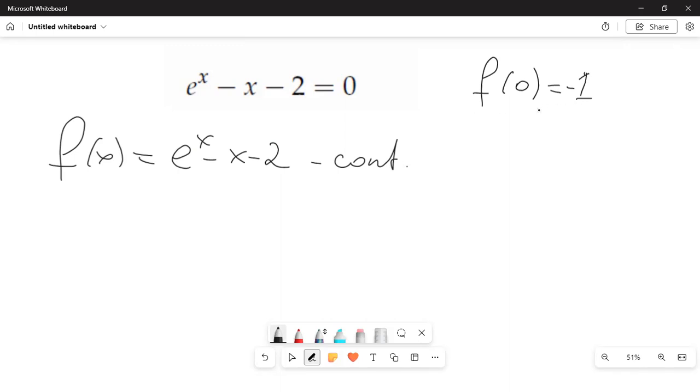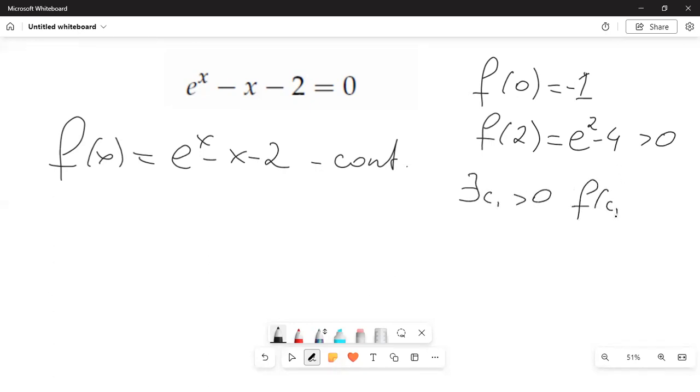Now to show it has at least one zero, for positive x's, we should find a positive number where the value of the function is positive. What is f2? e squared - 4. e squared, of course, is greater than 4. So IVT says there exists c1, which is greater than 0, smaller than 2, such that f(c1) is 0. We have at least one positive zero.